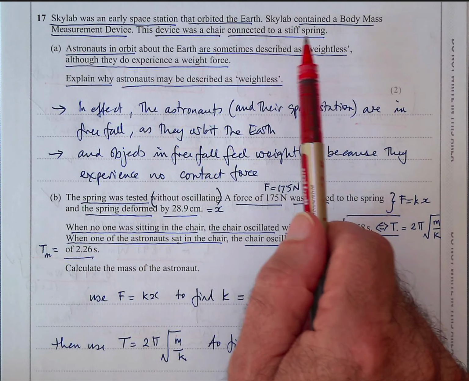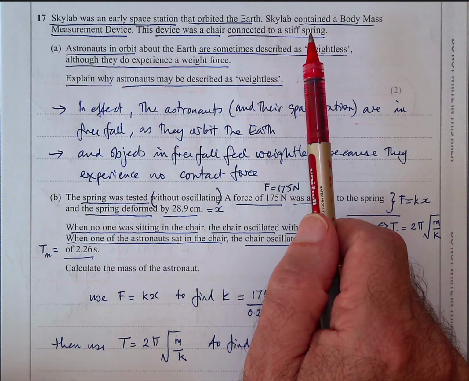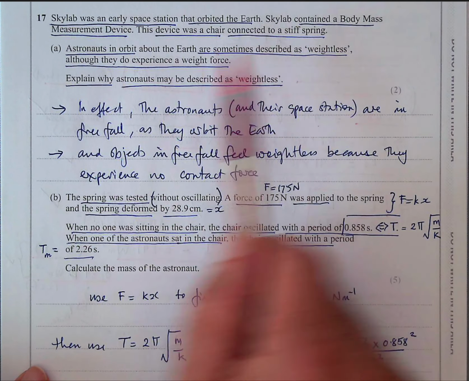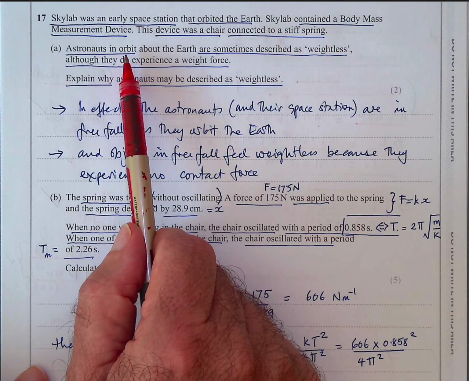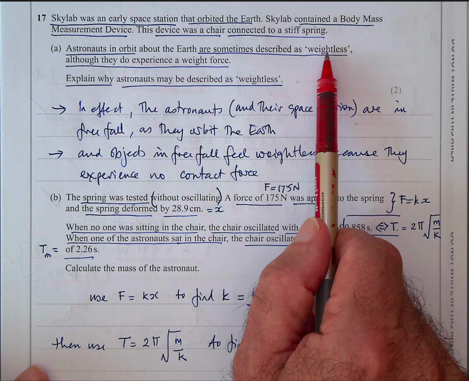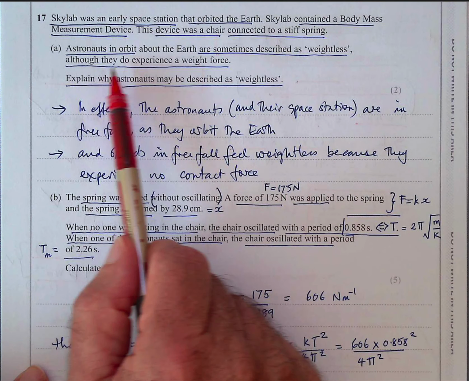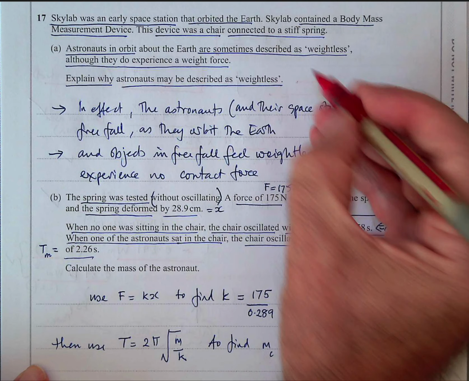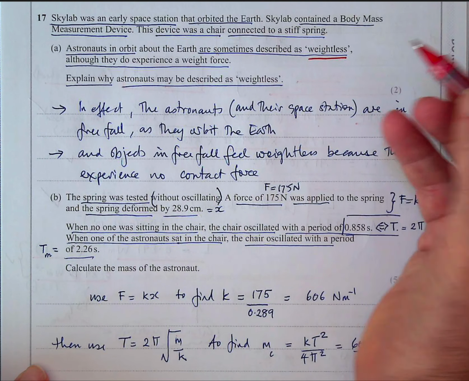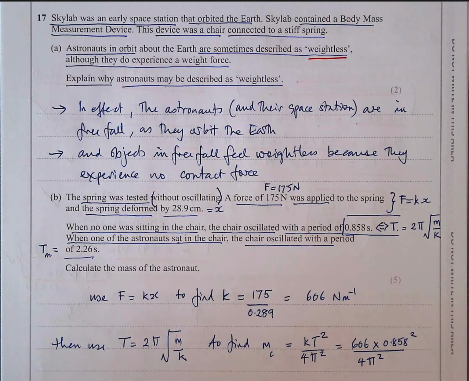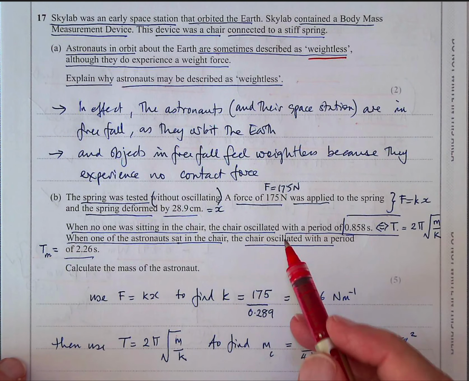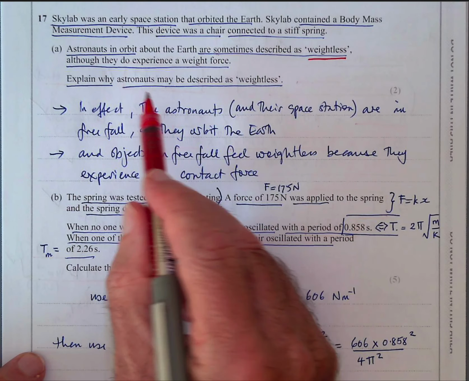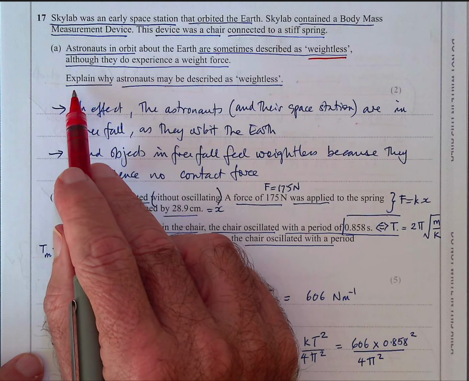So when I'm underlining, this active reading is a good way of taking in the information properly rather than reading passively. Astronauts in orbit are sometimes described as weightless, okay, although they do experience a weight force. So they're not really weightless, they're just described as weightless. And I didn't realize that my students, when I marked the first two, hadn't understood this concept of weightlessness. So I normally explain it when I do GCSE work. So this is the answer.